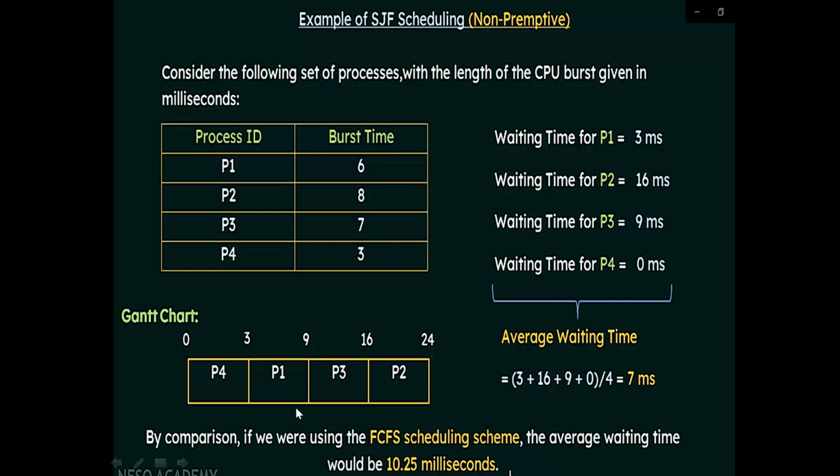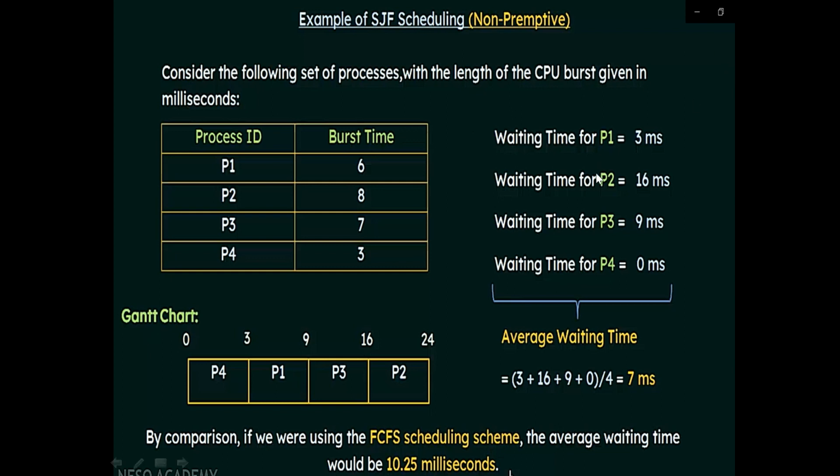Now if we compare this shortest job first algorithm, and take the same data and apply the first come first serve algorithm, then we notice that the average waiting time is 10.25 milliseconds. Okay. Now let's look at the average waiting time using shortest job first.